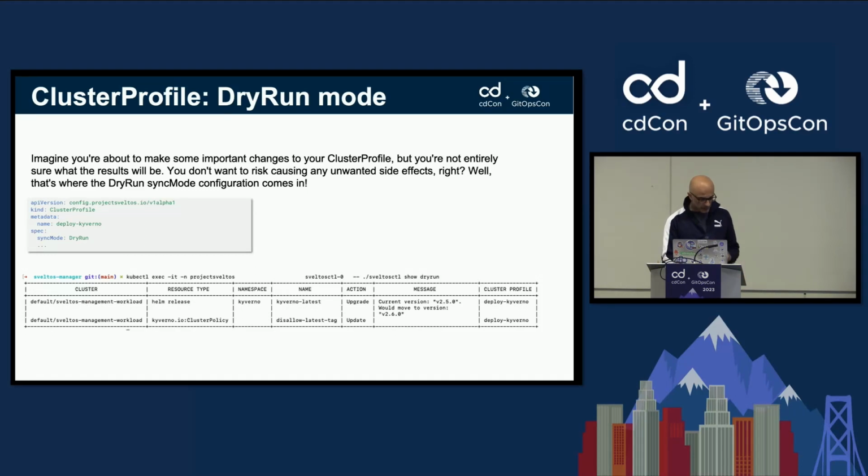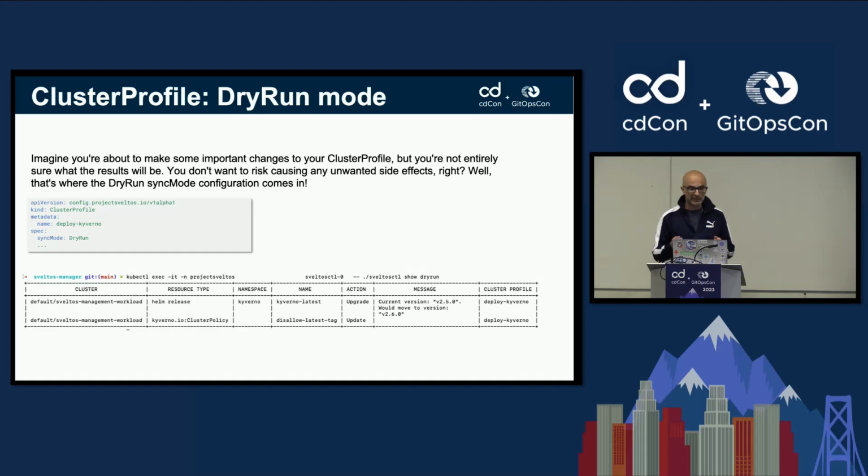Now, because we are dealing with a lot of clusters and a lot of add-ons, sometimes it is nice to preview what the outcome of a change will be. If I'm deploying a Helm chart and I'm going to touch a cluster profile, I would like to know what cluster is going to be affected by the change and how.